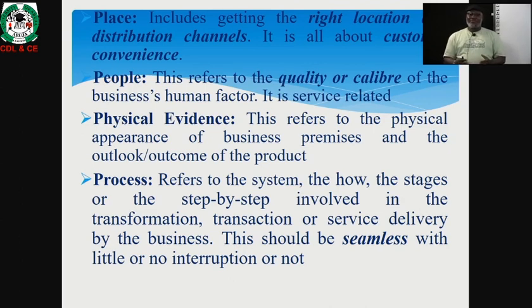The physical evidence refers to the physical appearance of the business's premises. It is talking about the outlook or outcome of the product. Two major areas: the physical appearance of the business premise and the outlook of the business product. We have talked about the outlook while we're discussing the product as an element of the marketing function. Now, the focus on the physical evidence is going to be on the business premises.